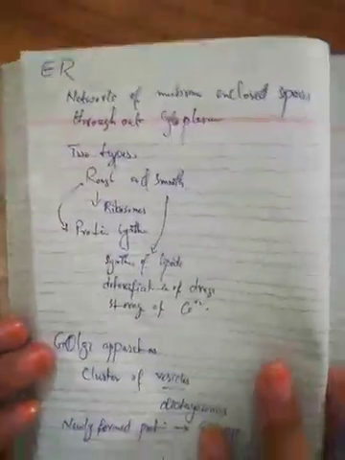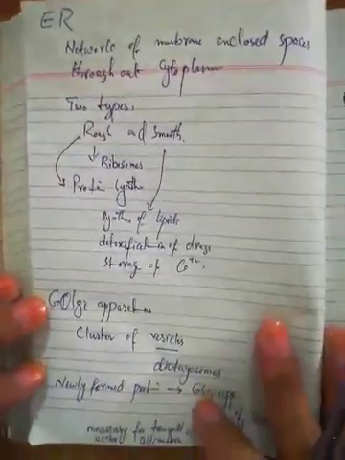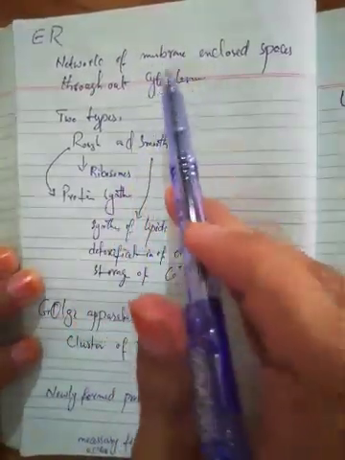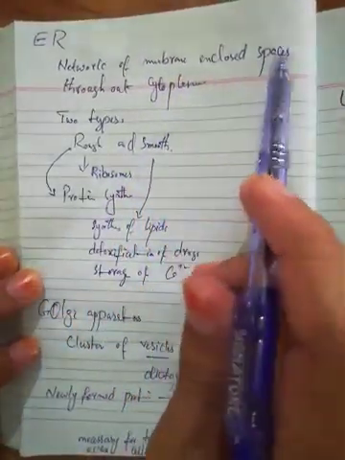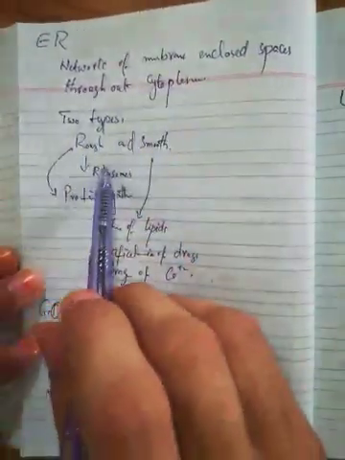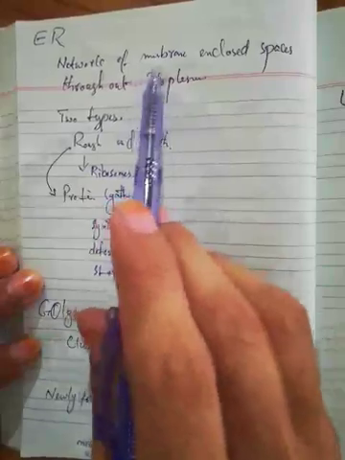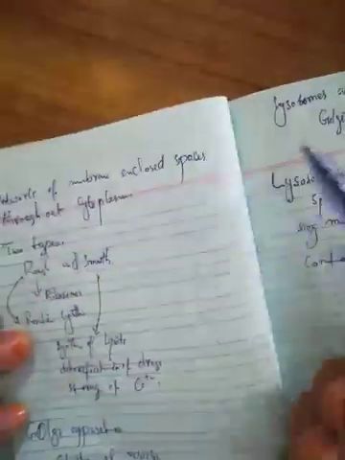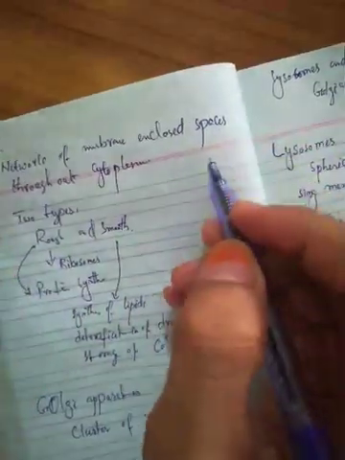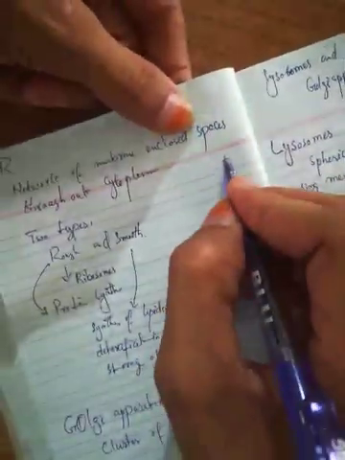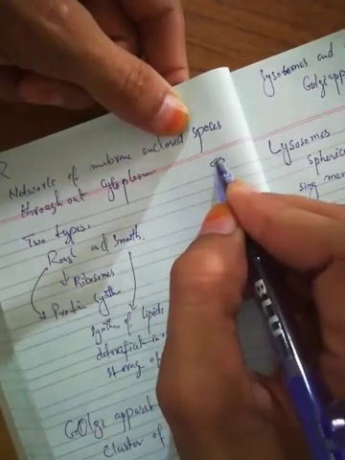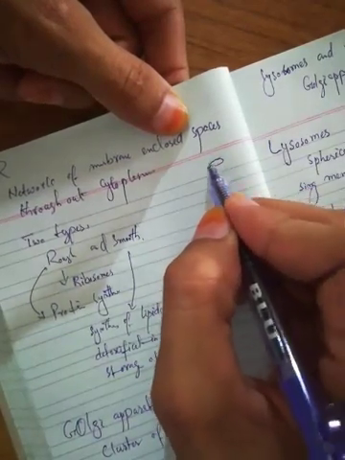Now endoplasmic reticulum. Endoplasmic reticulum is a network of membrane enclosed spaces which is present or scattered throughout the cytoplasm. Membrane enclosed spaces. This is one membrane enclosed space. This is space, this is membrane. A space enclosed by membrane.